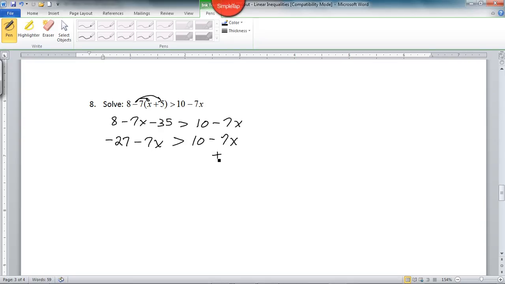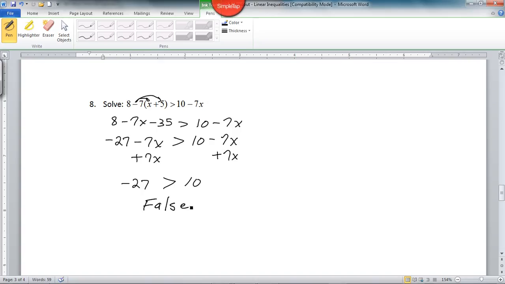Get the variables on the left here, so we're going to add 7x, but what winds up happening is I get negative 27, and negative 7x plus 7x is 0, so it's just that. It's greater than 10. In this case, I get negative 27 greater than 10. That's not always true. That's actually false. Never true.